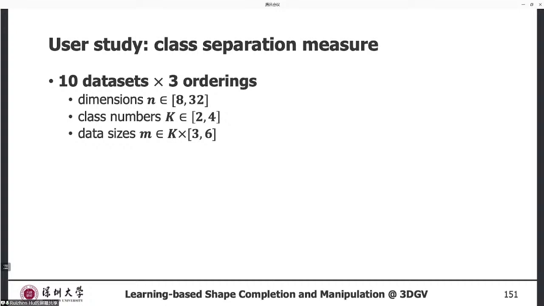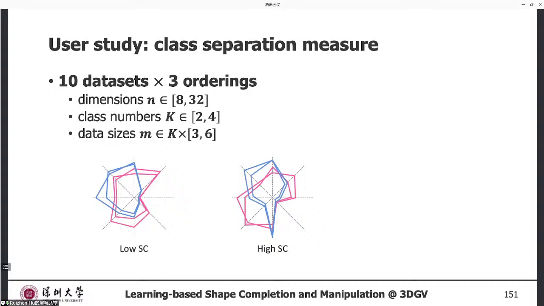And for the study, we randomly synthesized 10 datasets with various dimensions, class numbers, and sizes. For each set, we find the coordinate ordering with low SC and high SC respectively. Here, SC is short for silhouette coefficient, the shape-driven class separation measure we use. In addition, we also add one more ordering following another strategy to present cylinder shapes with spikes for comparison.